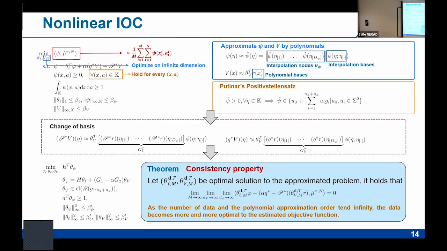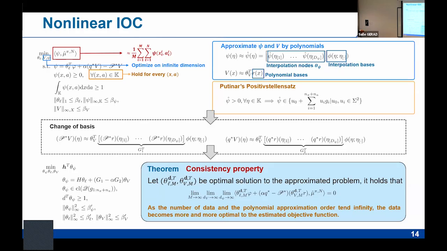Our problem becomes: we first approximate C and V by polynomials. We use Lagrange interpolation. Basically, these are the interpolation nodes, and this is the interpolation basis, and R is, for example, the polynomial basis for V. And then by Putinar's positivity theorem, this V per C hat, which is a polynomial, is positive for every k, for every eta, so for every x and u.